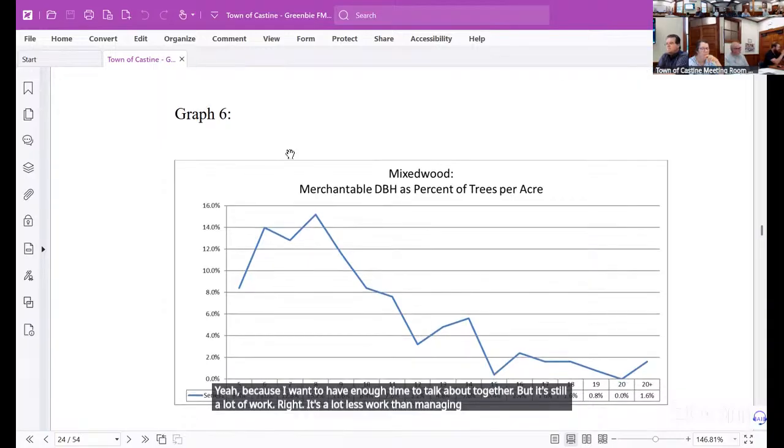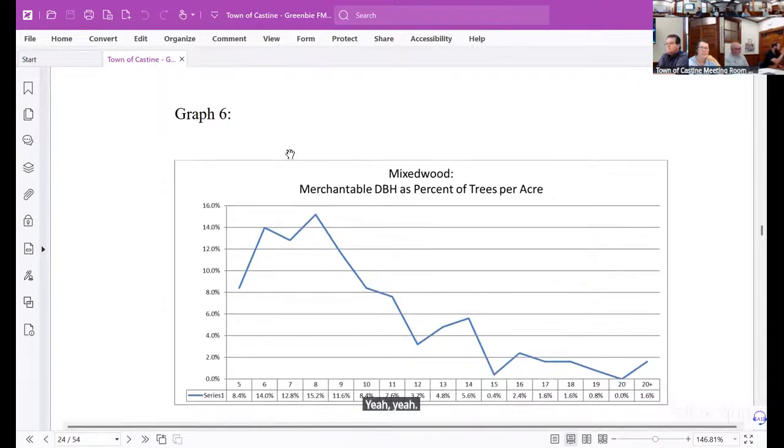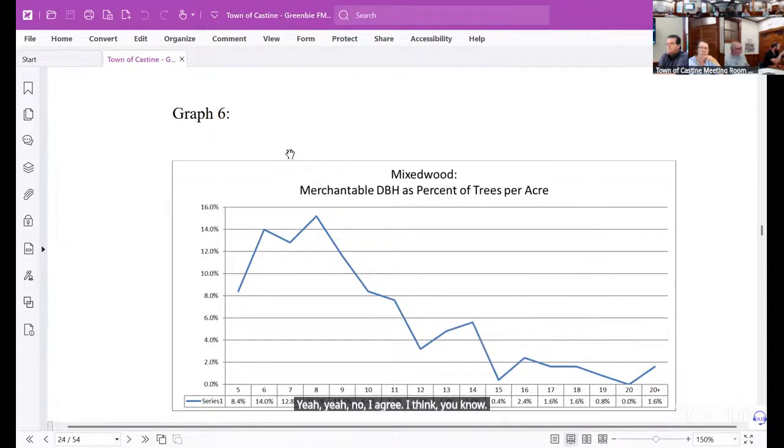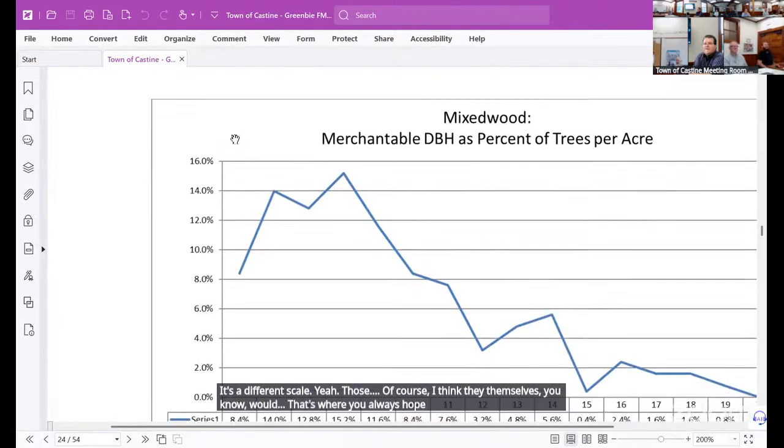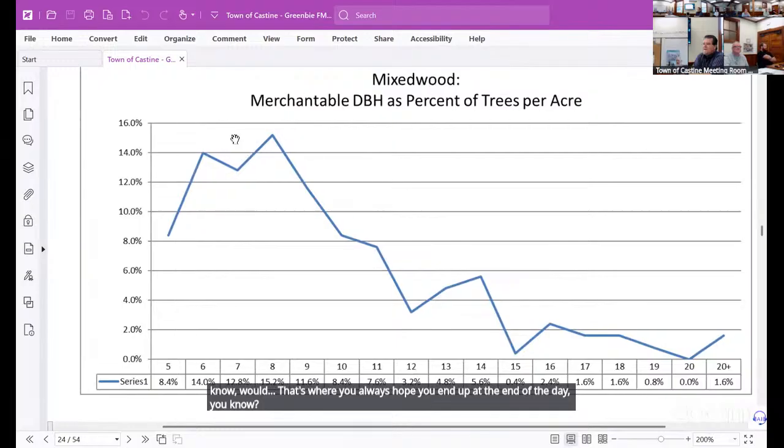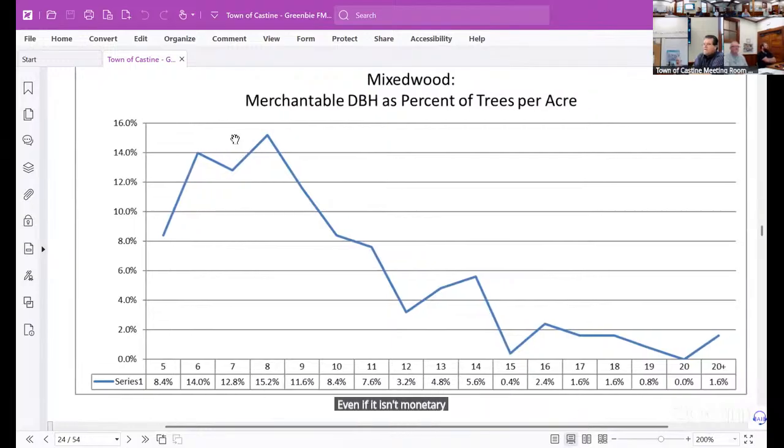Yeah, I agree. On a limited scale, it's a different scale. Those forests pay for themselves, which is where you always hope you end up at the end of the day, even if it isn't monetary for wood, because of course wood is not worth what it used to be.